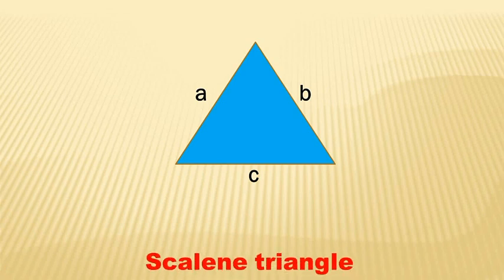This is a scalene triangle. I have my side A. I'm going to have another side with another dimension, B. Therefore, my third side will be another dimension, C. And I cannot divide it. So this is my scalene triangle.